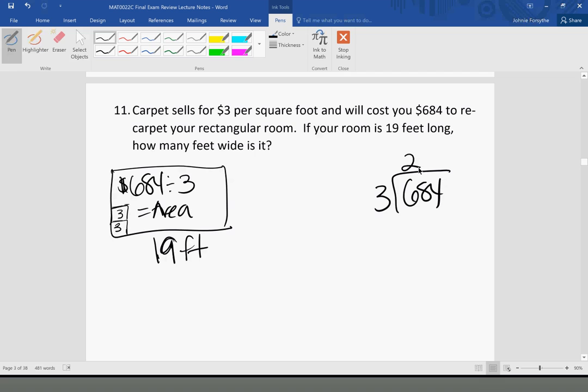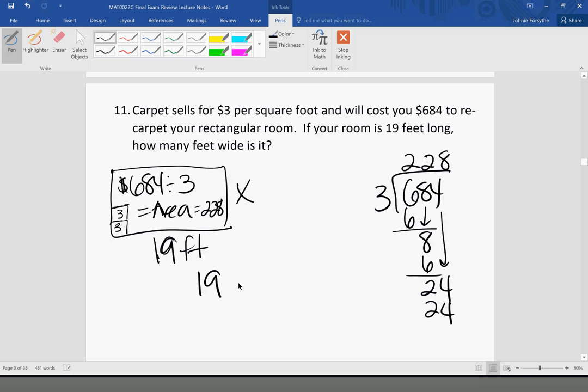So 3 can divide into 6 2 times. 2 times 3 is 6. Subtract. Bring down the 8. 3 goes into 8 2 times. 2 times 3 is 6. Subtract. Bring down the 4. And 3 goes into 24 8 times. 8 times 3 is 24. So the area of the room is 228 square feet.